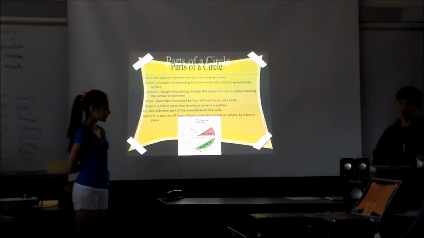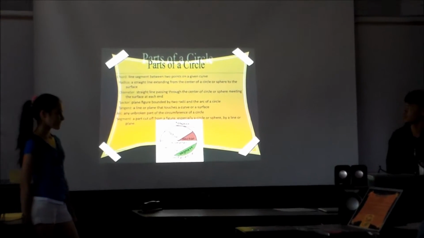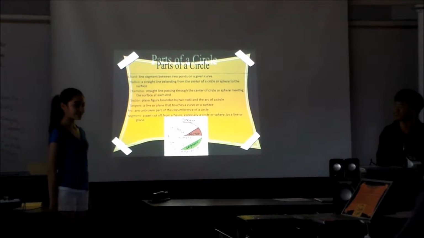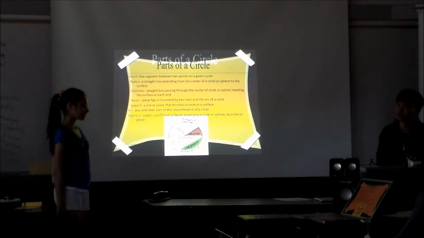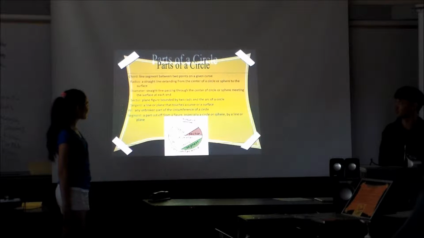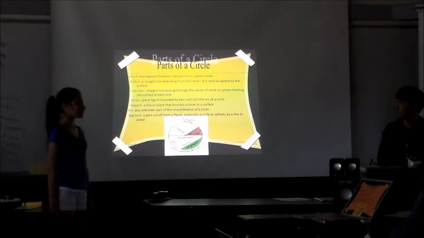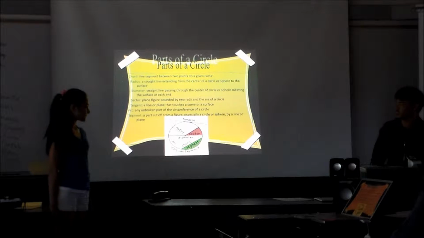Parts of a circle. A chord is a line segment between 2 points on a given curve, and a radius is a straight line extending from the center of a circle or sphere to the surface. A diameter is the straight line passing through the center of the circle or sphere, touching the surface at each end. A sector is a plane figure bounded by 2 radii and the arc of the circle.